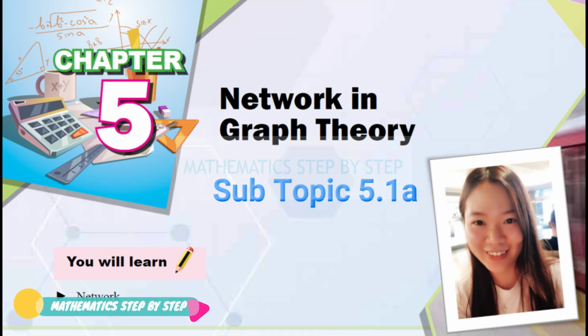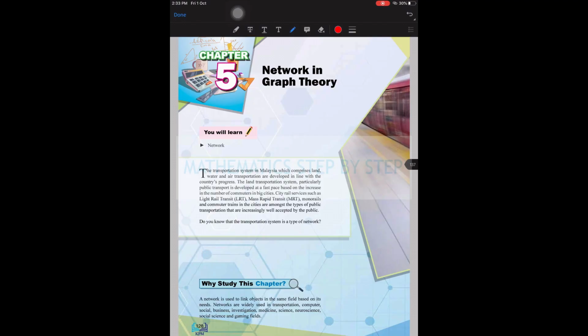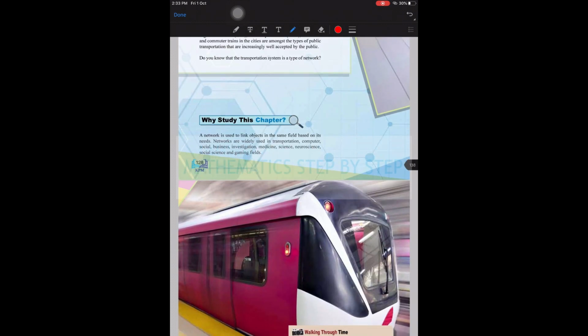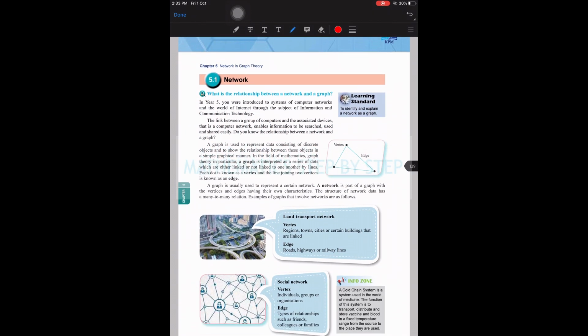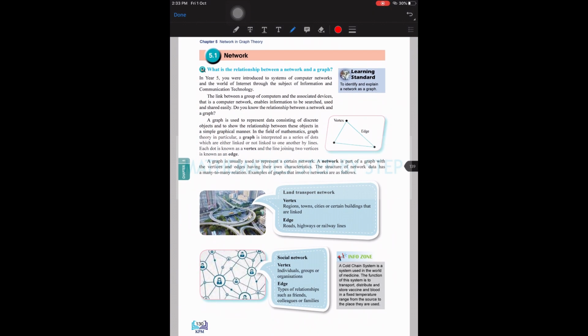I am Yin. So today we'll start chapter 5 on networks in graph theory, okay? I believe this is a brand new chapter for every one of us, okay? This is just included in the new syllabus, okay? So today we'll learn to identify and explain a network as a graph, okay?